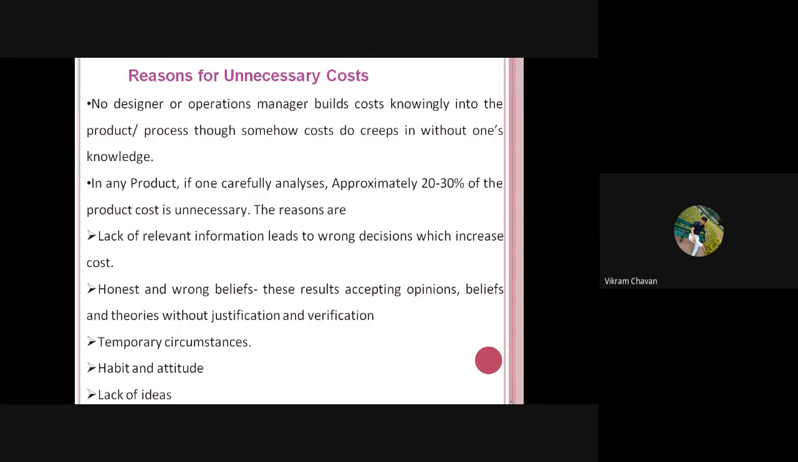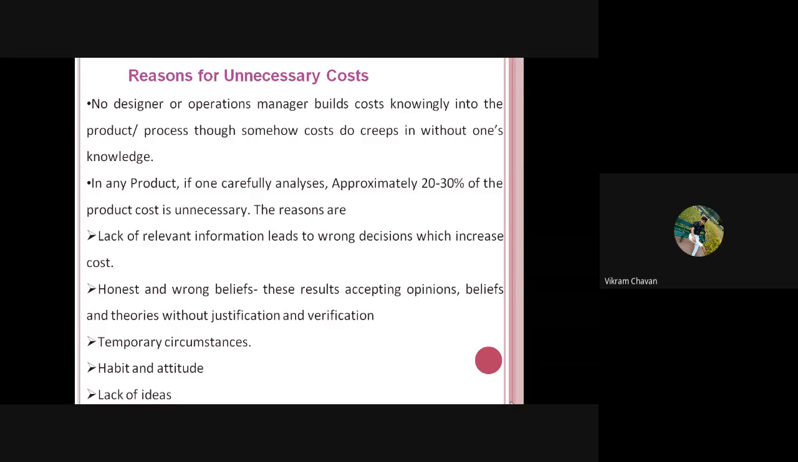Full stop. Next one, temporary circumstances. Full stop. Next one, habit and attitude. Next one, lack of ideas. Okay, these are the reasons for unnecessary cost.